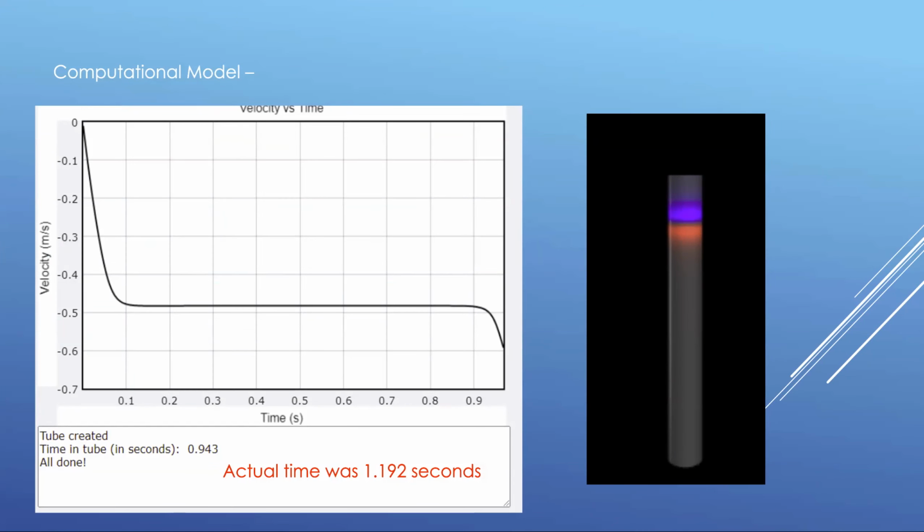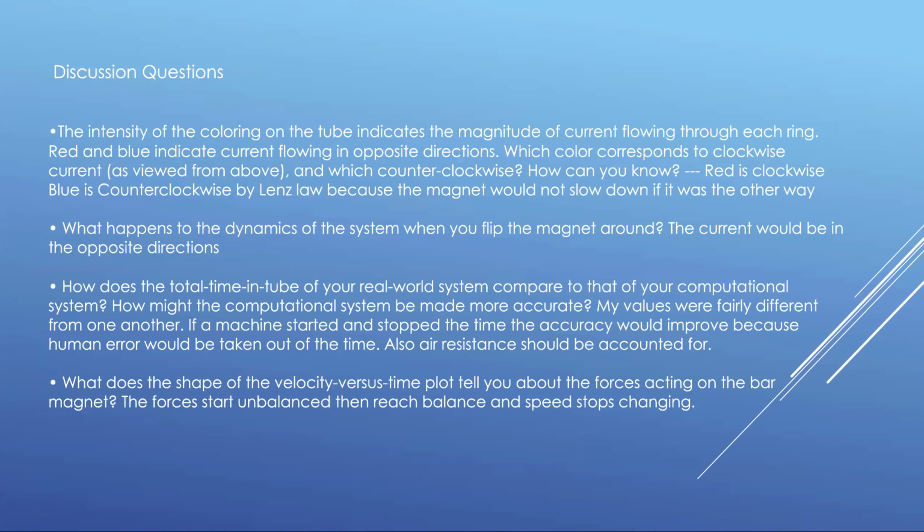The computational model. This is what was printed out when we ran the experiment. The velocity versus time graph is shown up there, and it shows how the velocity of the magnet starts out very steep, and then it evens out. It's not increasing, it's just going at the same rate, and then once it's out. The amount of time that it took to go through the tube in the code was 0.943 seconds, but the actual time was 1.192.